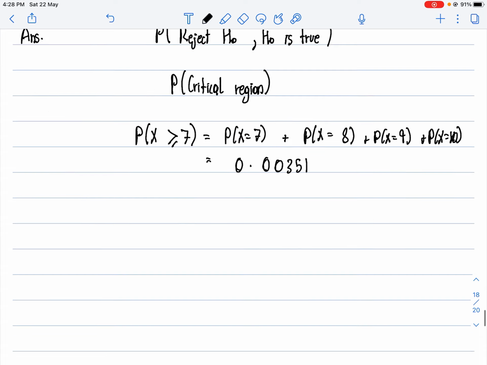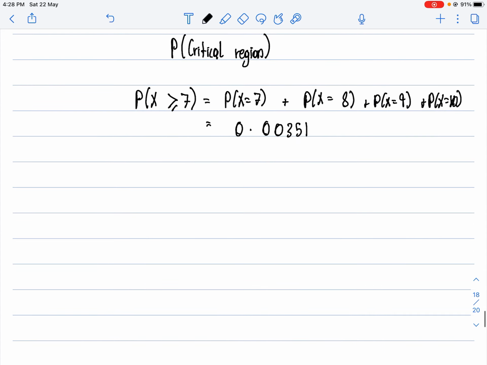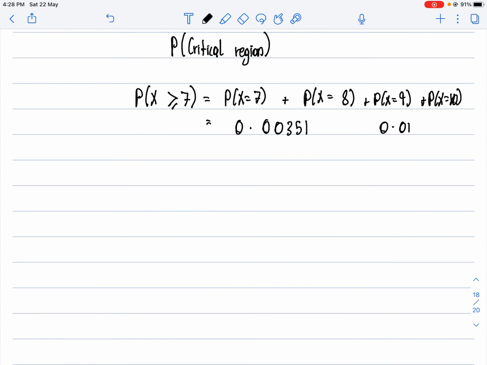0.00351. Now I can compare this with 0.01, which is a significance level, and as you can see 0.01 is more. That means I can say rejection starts from x more than equal to 7. Got it? This is basically the area of rejection.